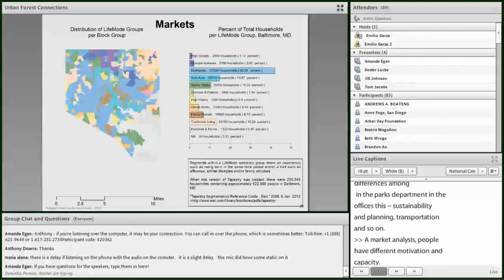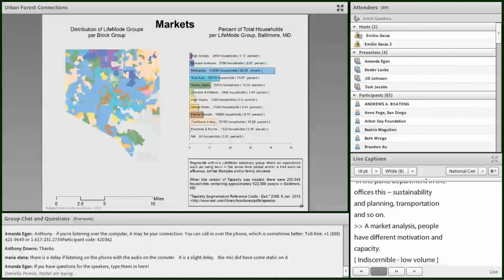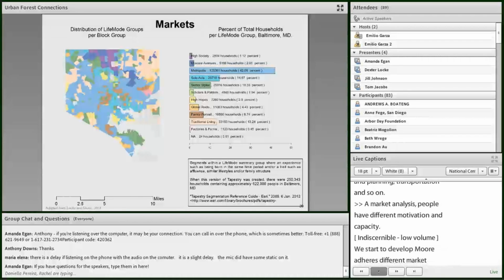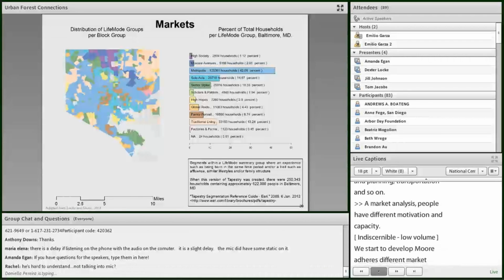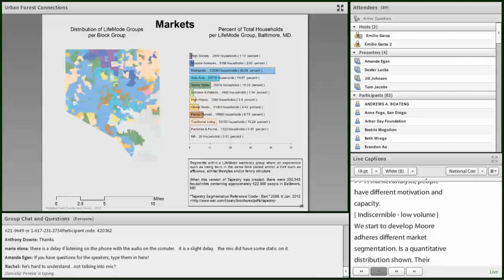So we started to look again at Baltimore, and here's different market segmentation data. And the point I want to make here is there's a spatial distribution as shown on the left, and there's a quantitative distribution as shown on the right. And so there's these different market segments, and previous research has showed there's different amount of tree canopy associated with those different groups, and also different levels of opportunity.